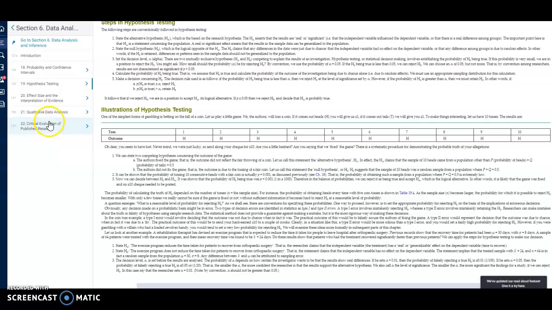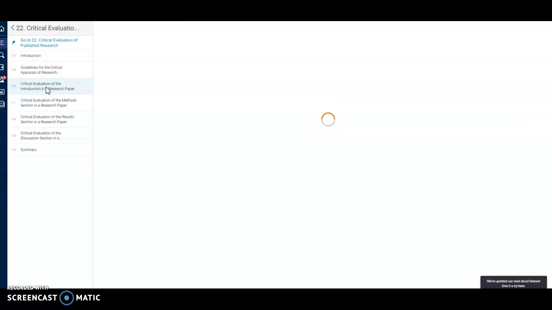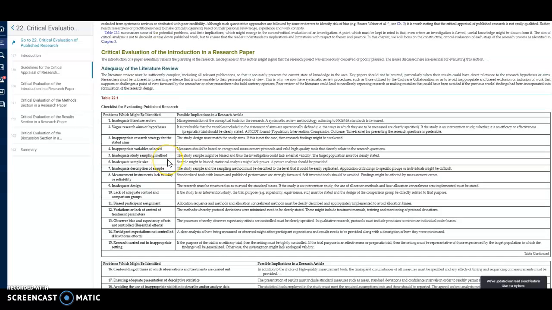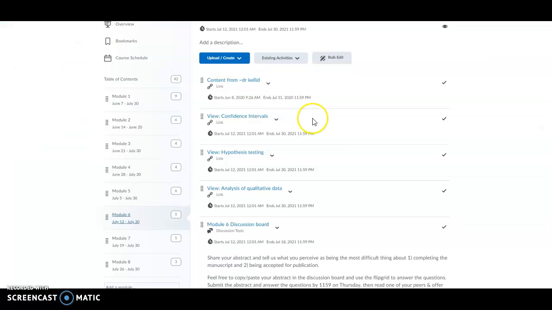And then the critical evaluation of published research. So this is really interesting because it talks about how research journals use editorial boards to examine the research and your findings, and then provide feedback before they will allow for that to be submitted for publication. So it does a great job of looking at that.